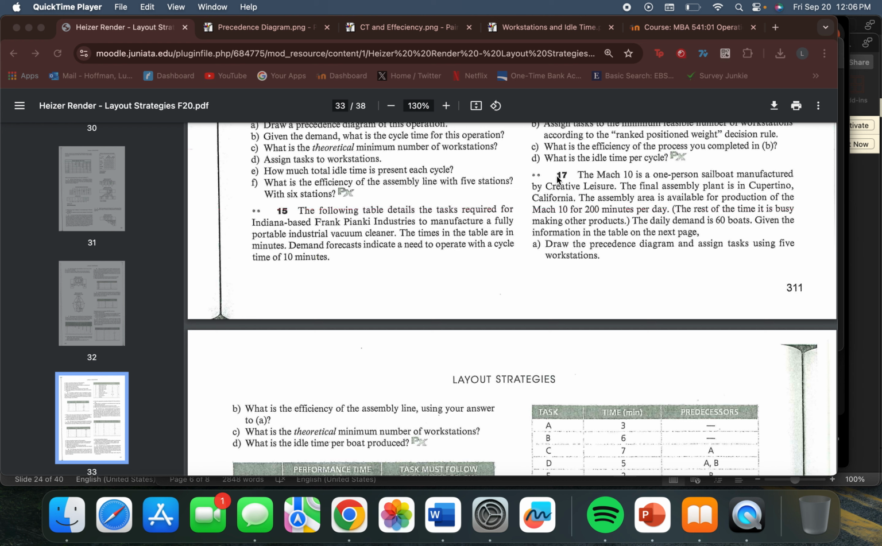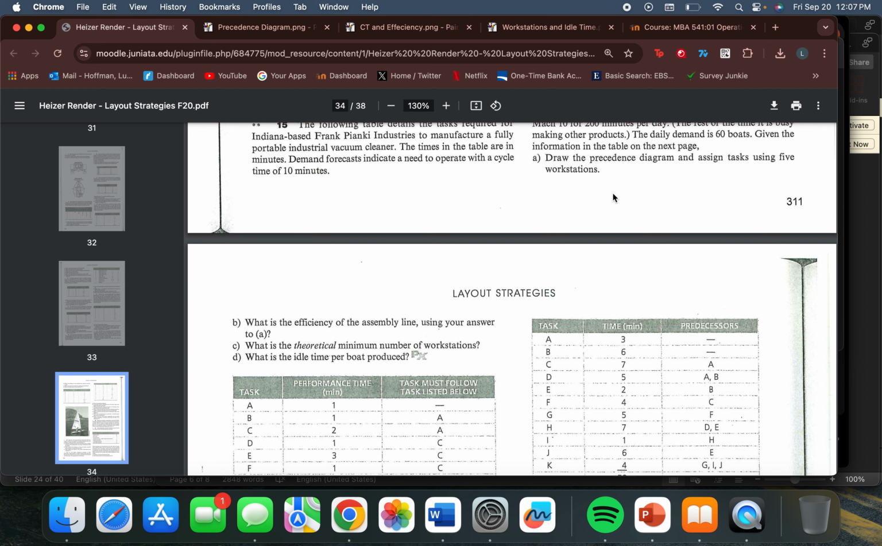Solution to problem 17 on the layout strategies chapter. This question entails an assembly line that manufactures one-person sailboats. Basically, the big numbers we need to realize from this is they have this area for 200 minutes per day to make these one-person sailboats, and they have to make 60 boats.